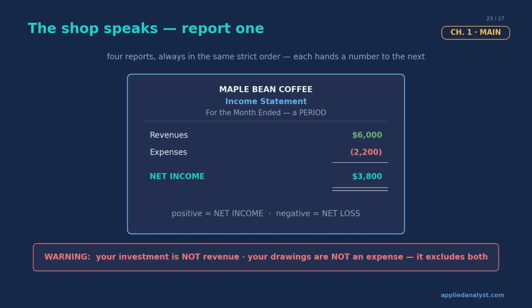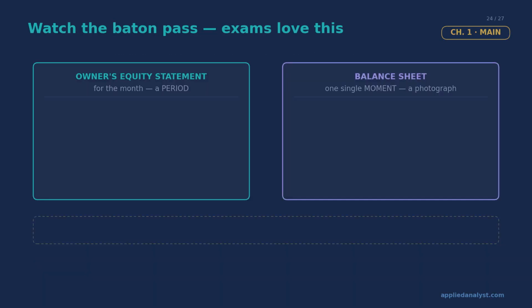And one warning before we move: your investment is not revenue, and your drawings are not an expense. The income statement excludes both. It only measures the business doing business. Now watch the baton pass.